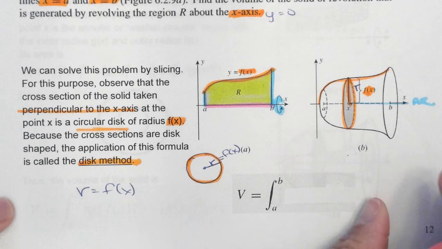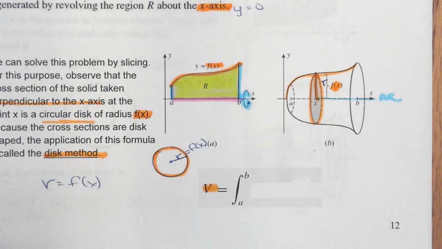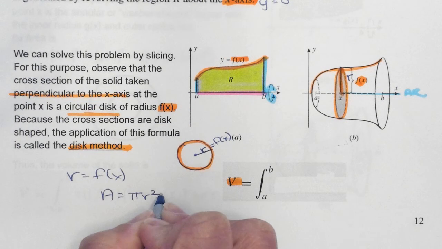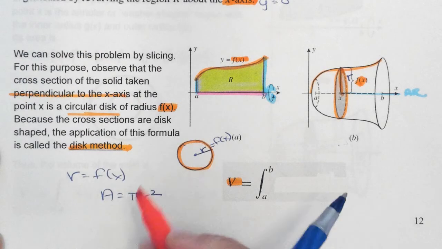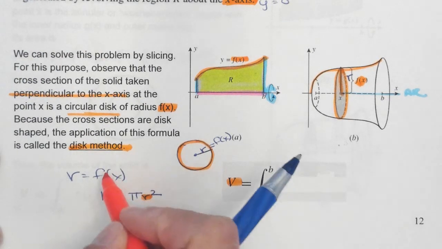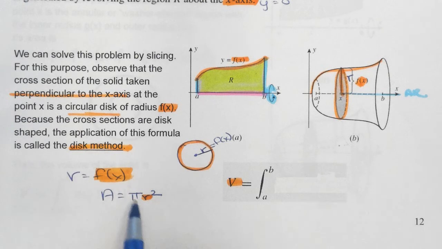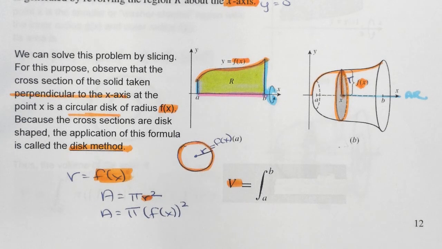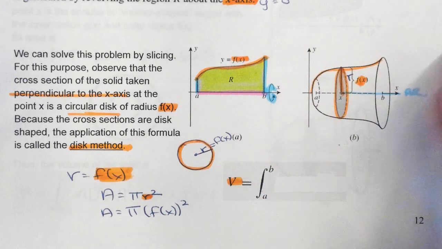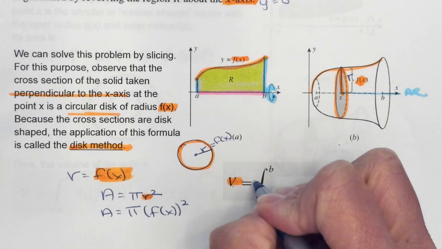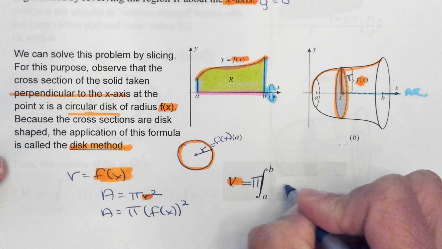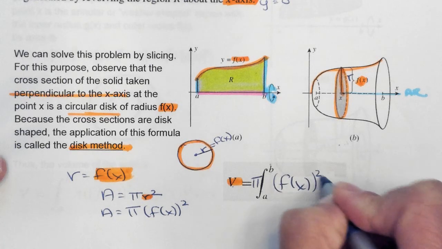Okay, so what we have here is the volume, and if you recall, the area of a circle is pi r squared. So this r right here is our function, f of x. So I'm going to make that substitution. So the area is equal to pi f of x squared. So this is just one small piece. So if we integrate, we're actually going to get the volume of this whole thing. So our volume is going to be equal to pi times the integral from a to b of f of x squared dx.